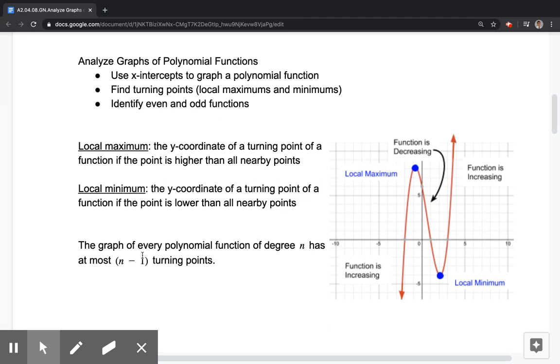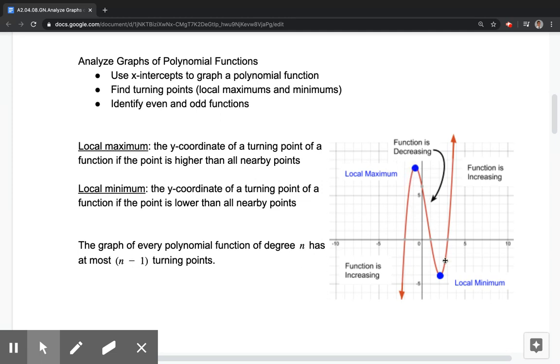We're talking about the turning points. The graph of every polynomial function of degree n has at most n minus 1 turning points. So this graph over here represents a cubic function. And so we know that cubic is third degree. So if we substitute 3 in for n, 3 minus 1 is 2. So there's 2 turning points at the most.